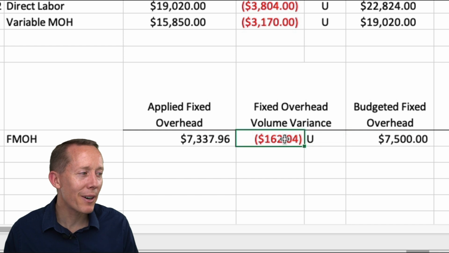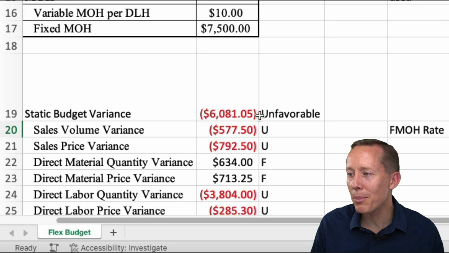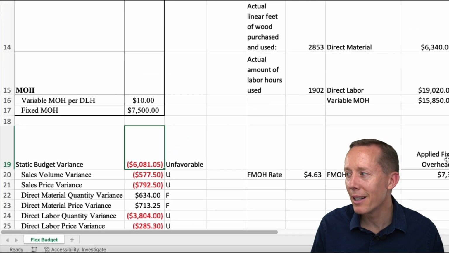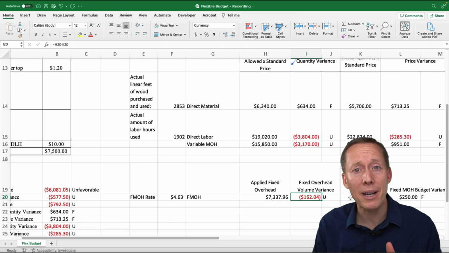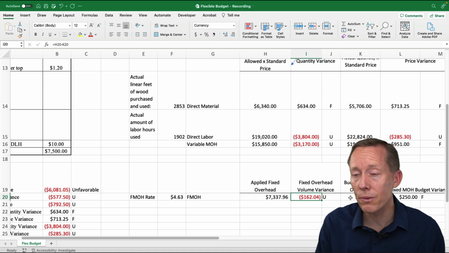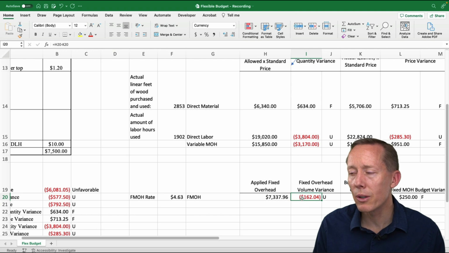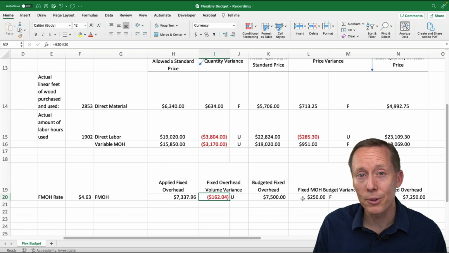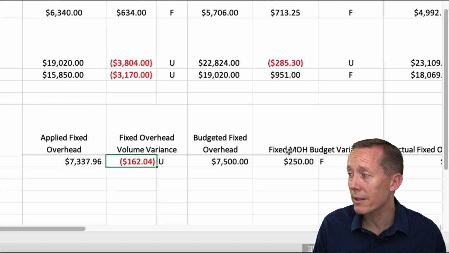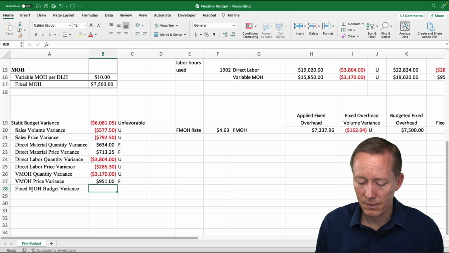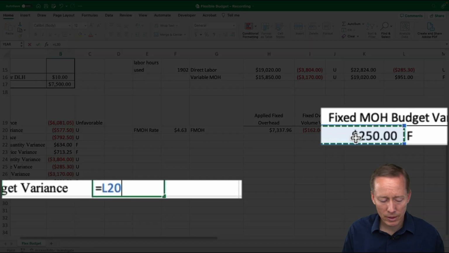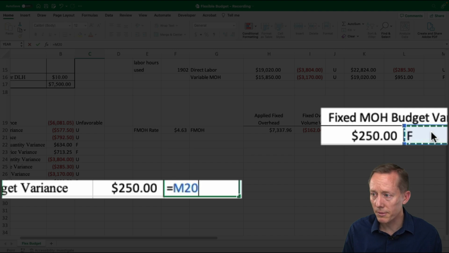Now, also, this variance right here is not helpful for explaining our static budget variance. This is helpful for reconciling the books so that we can make sure that the total amount of overhead that is applied is equal to our actual overhead. Okay, so we need to include a journal entry for that. We're not going to talk about that here. The variance that is helpful for explaining this overall static budget variance is the fixed overhead budget variance. And so I'm going to go ahead and add that down here. And that's equal to the $250 favorable.